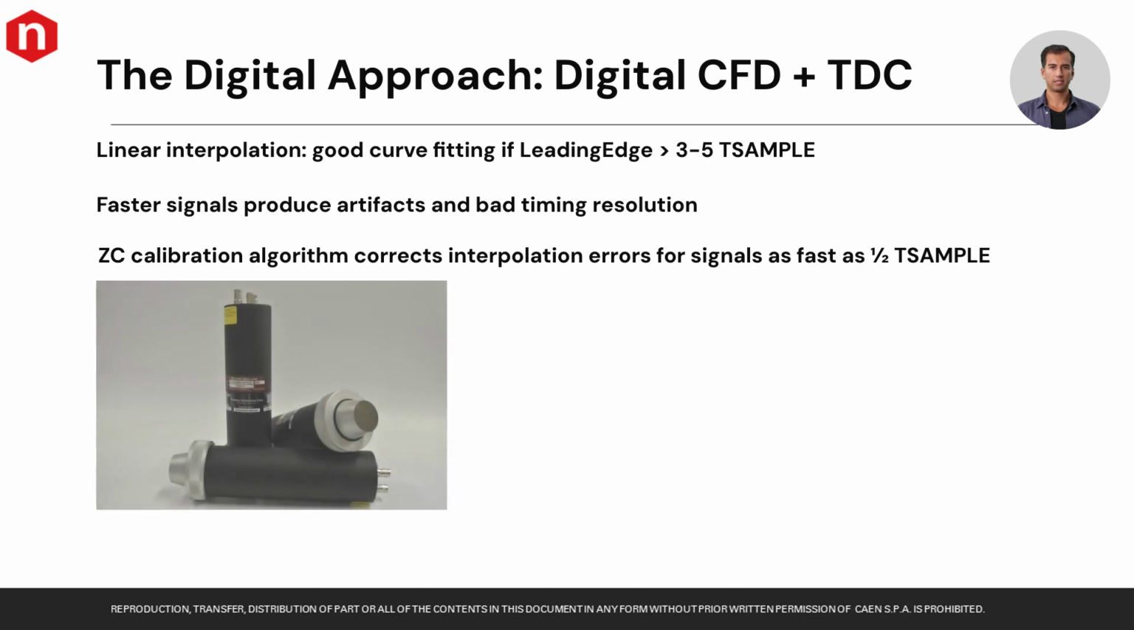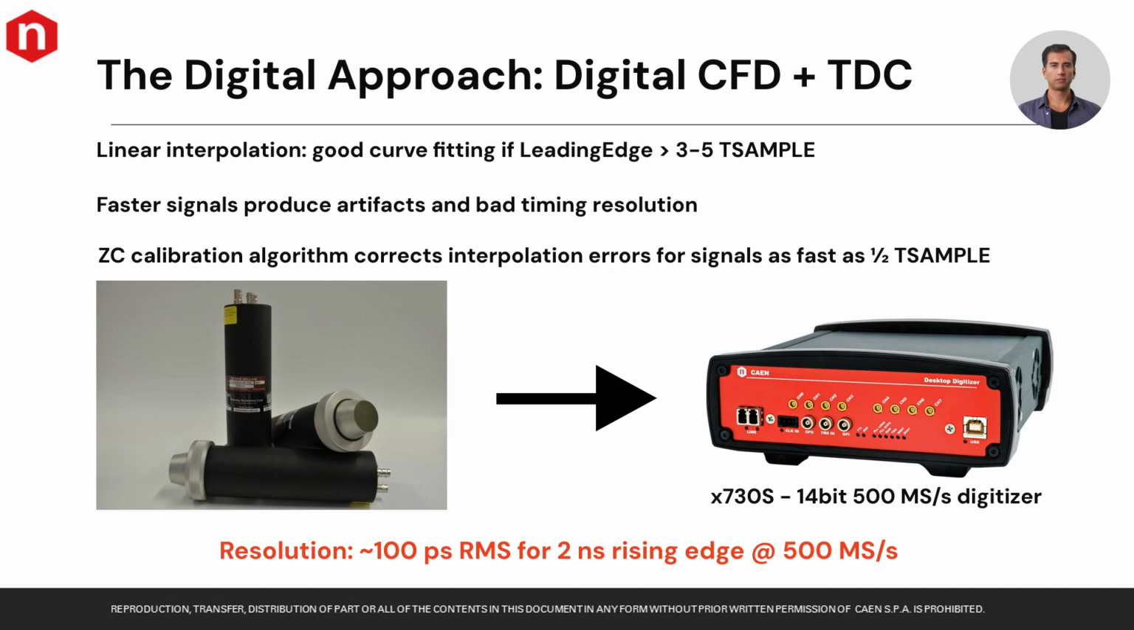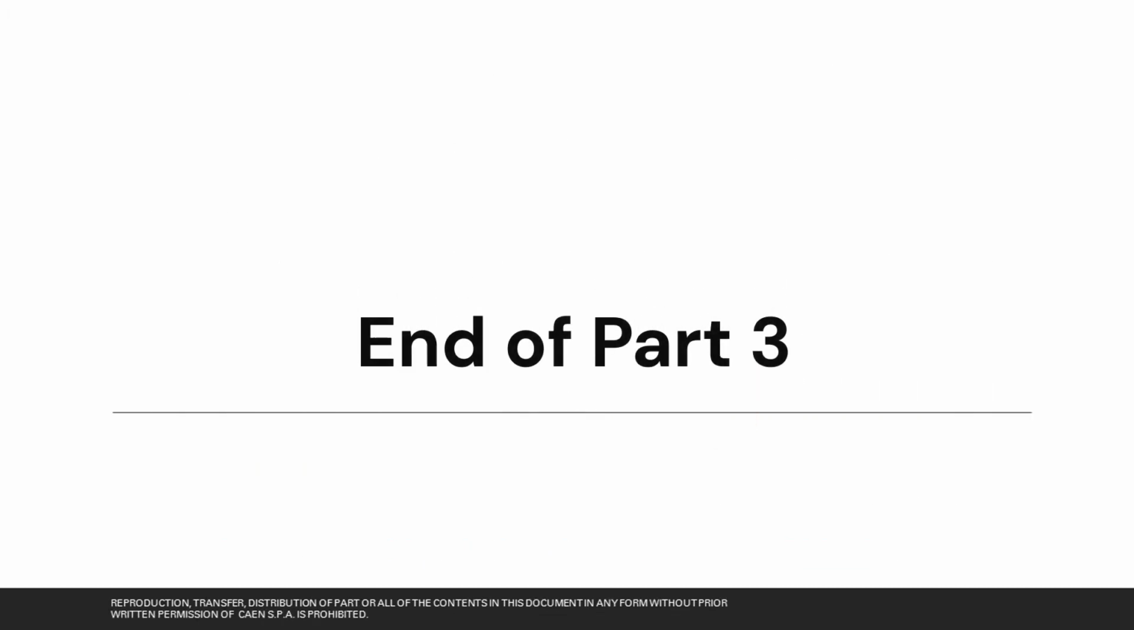For instance, signals produced by a barium fluoride detector, which have edges below 2 nanoseconds, when read by a 14-bit, 500 megasample per second ADC, with proper calibration done on the signal shape, a better resolution of 100 picoseconds can be achieved. The third section of this webinar is now completed.